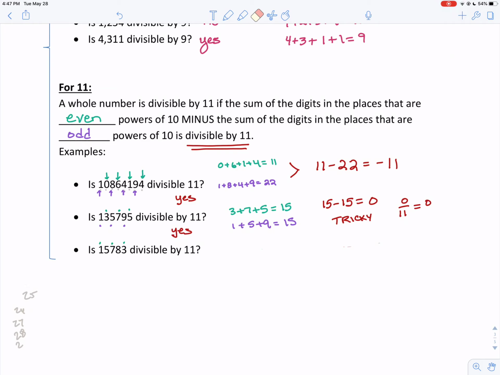Again, every other one, so I'm going to do the green one. So 1 plus 7 plus 3, and then 5 plus 8. So I've got 11 and 13, so I'm going to subtract those, and I get negative 2, or you could get positive 2. But either way, is 2 divisible by 11? It's not. So that is not divisible by 11.